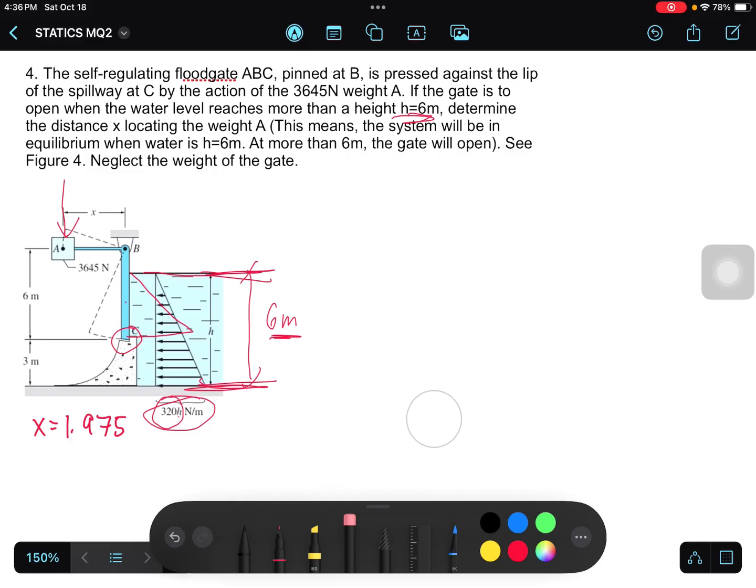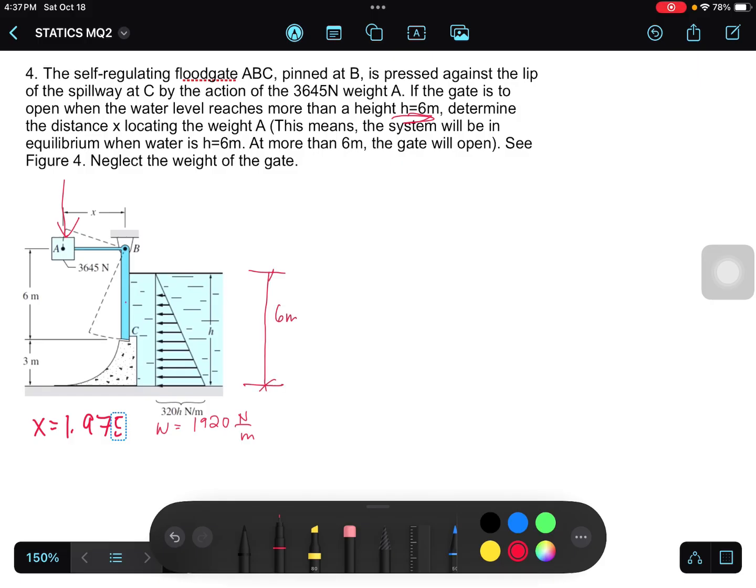So, nakuha na natin yung distributed load. Okay. Pag 6 meters, ano ba? Hindi natubura. So, kapag 6 meters, ang W natin is 1920 Newton per meter. That's our W. And then, if this is 6 meters, and this is 6 meters, 3 meters, hindi nagsulat. This is 3 meters. So, this is, how much? 3 meters din to. And then, yung extra ito is 3 meters din kasi 6 ito.